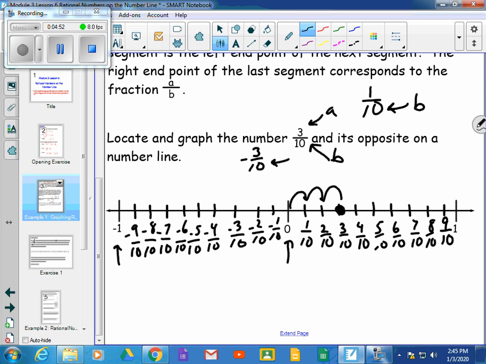We would start from the 0, we would go negative 1/10, negative 2/10, negative 3/10. That's where the opposite would be. They're opposites because they're the same distance from 0, but in opposite directions.